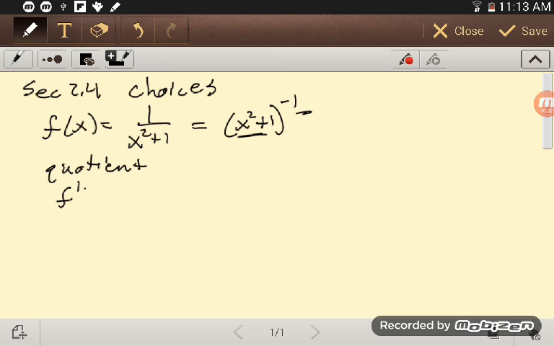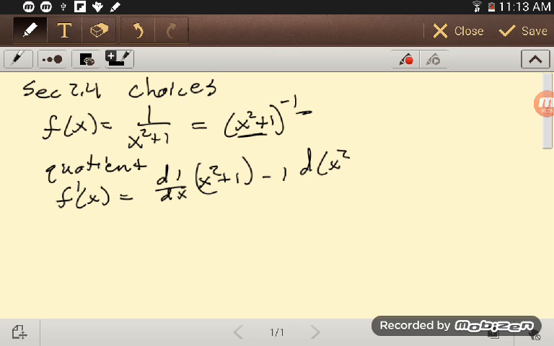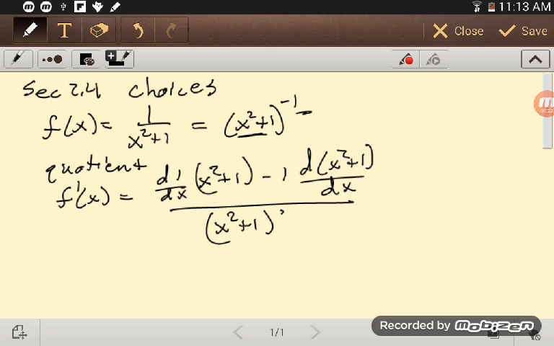I have f prime of x is equal to the derivative of 1 with respect to x times x squared plus 1 minus 1 times the derivative of x squared plus 1 with respect to x all over x squared plus 1 squared. Well, so this is 0, and so we just get 0 times x squared plus 1 there, and so now we have a minus x squared plus 1.